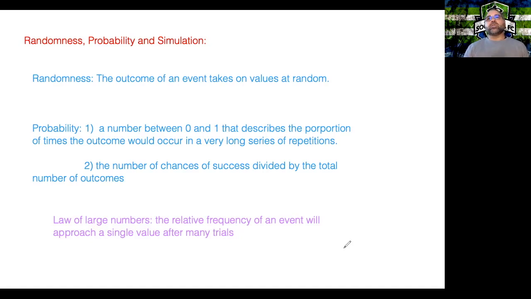So that leads us then, once we understand that we're talking about random events, to what we mean when we talk about probability. And I've given you two different definitions here. One is from our textbook. So number one says, when you look in there on page 285, you would see the definition that Dr. Starnes gives you: probability is a number between 0 and 1 that describes the proportion of times the outcome, whatever our outcome is, would occur in a very long series of repetitions.